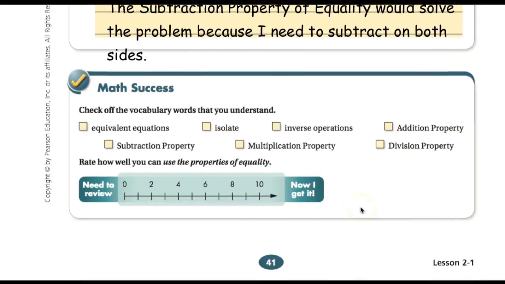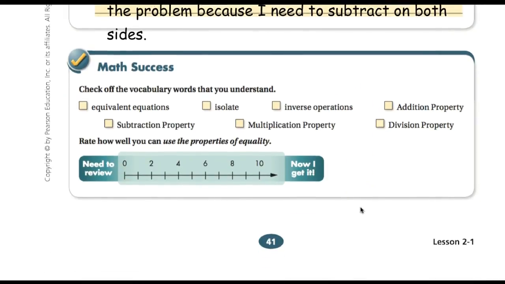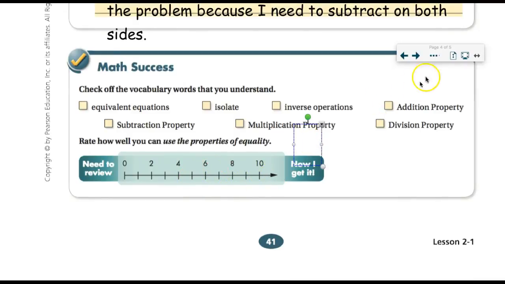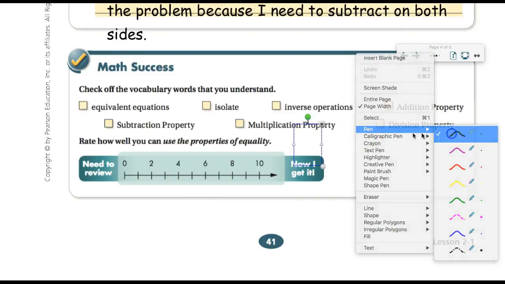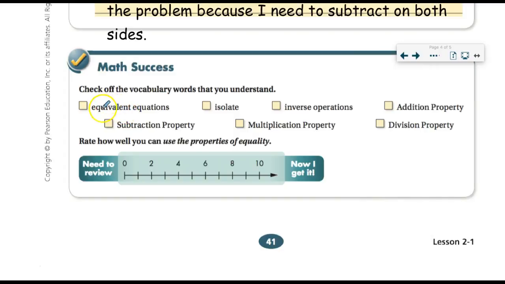Okay? Alright, so check off the vocabulary words that you understand. A lot of these are from previous lessons, but we'll go ahead and check them off as we go. Equivalent equations. So those are two equations that are equal. Equivalent and equal mean the same thing. Isolate. Hopefully we know what that means. Get the variable by itself. Inverse operations are the two operations that undo each other. Addition and subtraction undo each other. Multiplication and division undo each other.